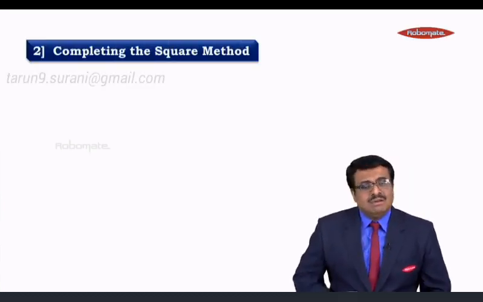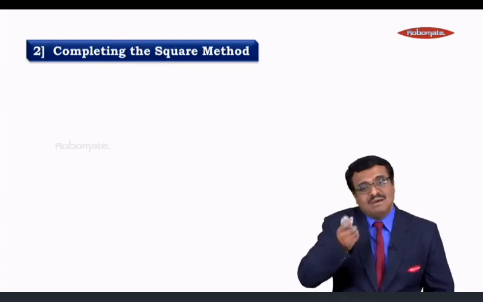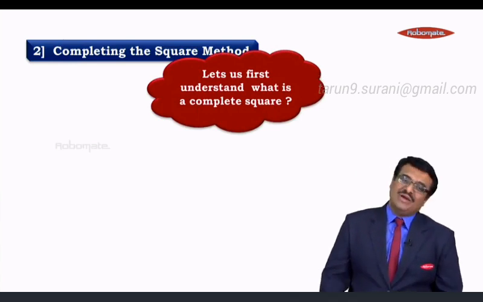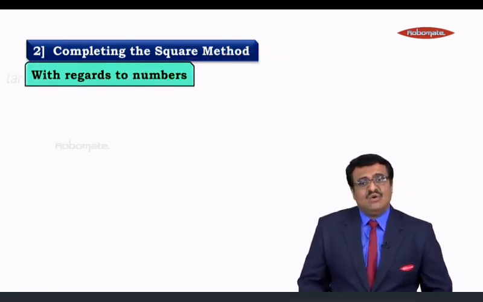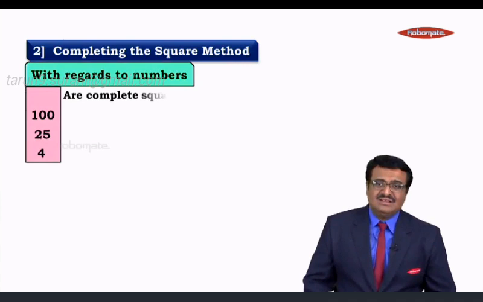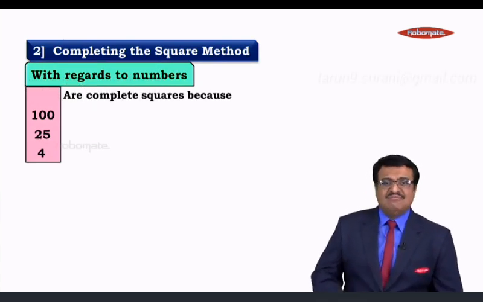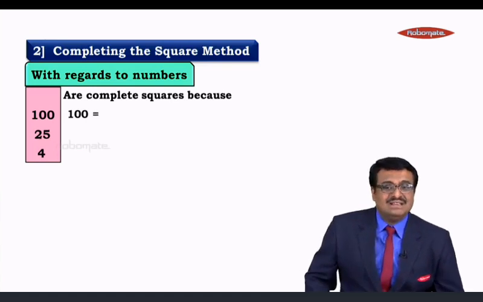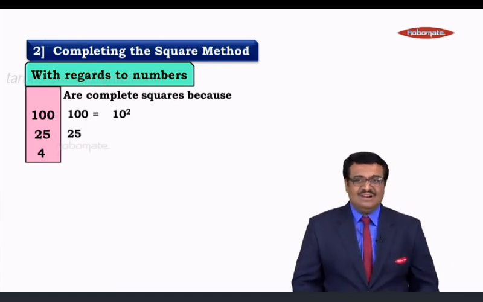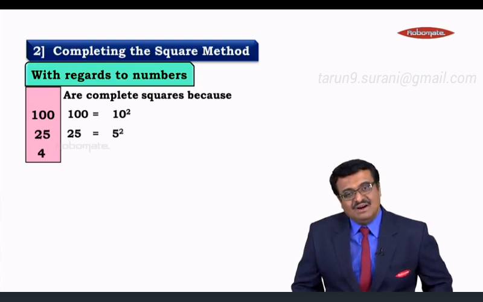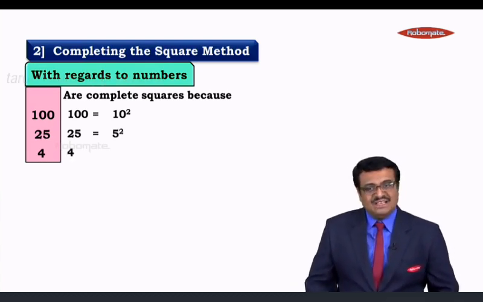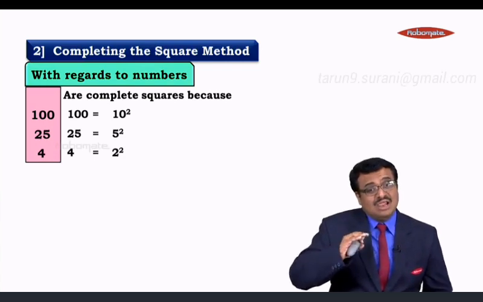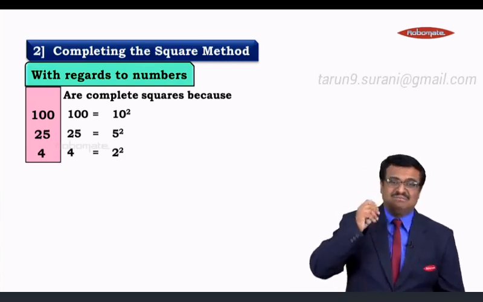Now, before understanding the completing the square method, let us first understand what a complete square is. With regards to numbers, numbers like 100, 25, 4 are complete squares because 100 is nothing but 10 square, 25 is nothing but 5 square, and 4 is nothing but 2 square. So 100, 25, 4 are all complete squares with regards to numbers.